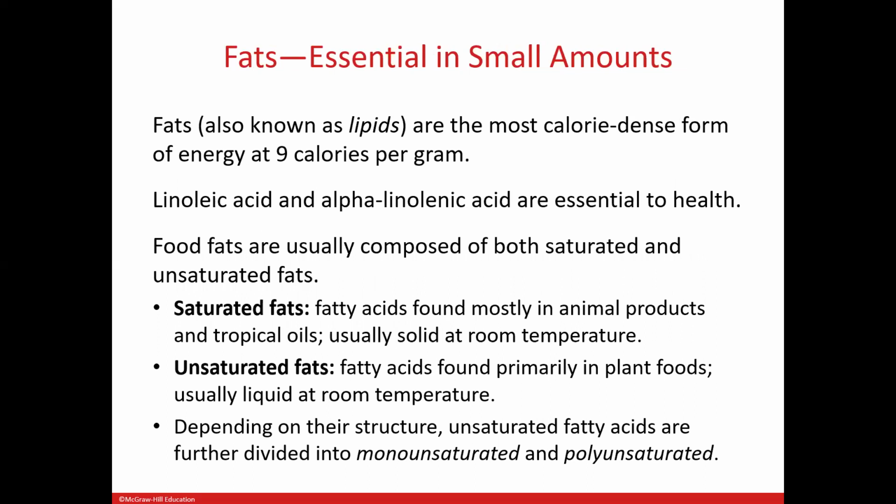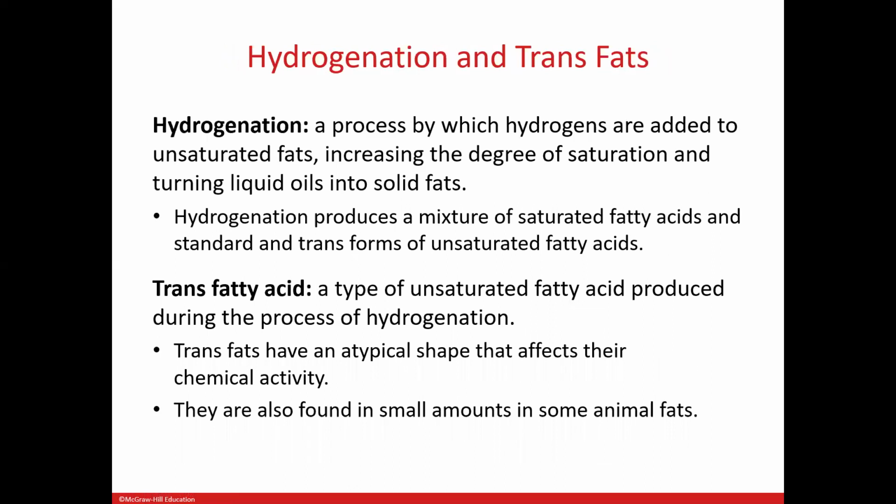We have also essential fats. Fats are lipids. They're a calorie dense form of energy at 9 calories per gram. We have two different fats. We have saturated fats, which are mostly found in animal products and oils, and unsaturated fats that are found in plants. Unsaturated fats can be divided further, which we will go into later.